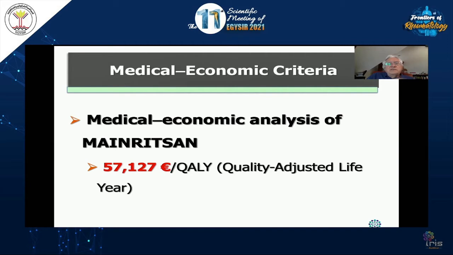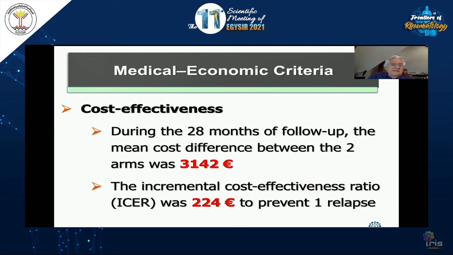And the medico-economic analysis of the MAINRITSAN trial was 57,000 euros. Of course, it's a lot of money, but it was before the biosimilars. And when you compare to the azathioprine group, you see, in fact, that the ICER, which is the incremental cost effectiveness ratio, was only 224 euros to prevent one relapse.